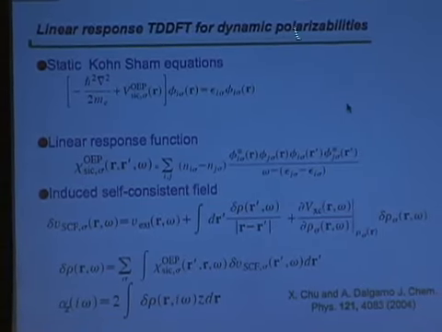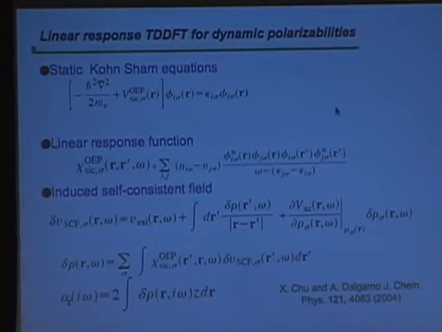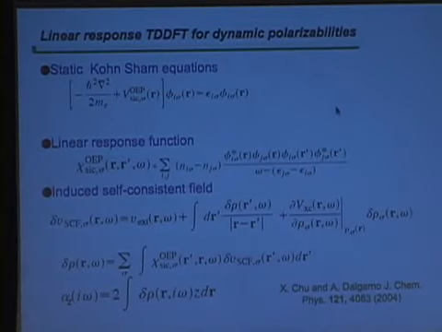And we use these orbitals and energies to construct a linear response function. The linear response function is defined by this equation. R and R prime, again, are electron coordinates. N here is the occupation number. And the phi's and epsilons are from this equation, and omega is the photon frequency.